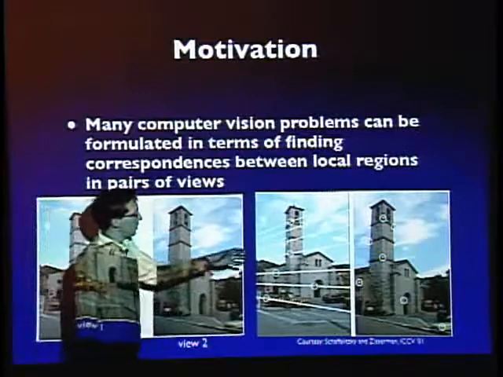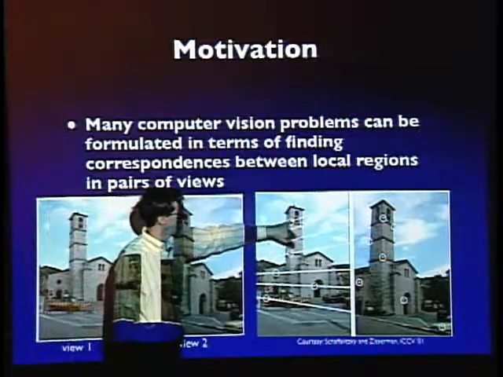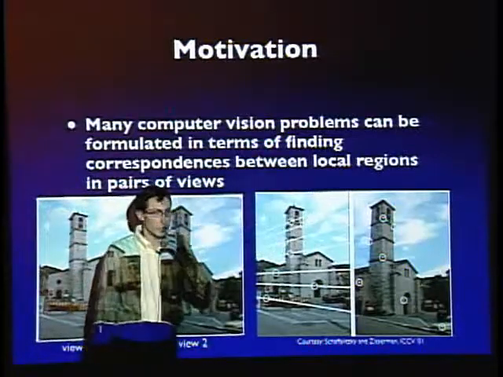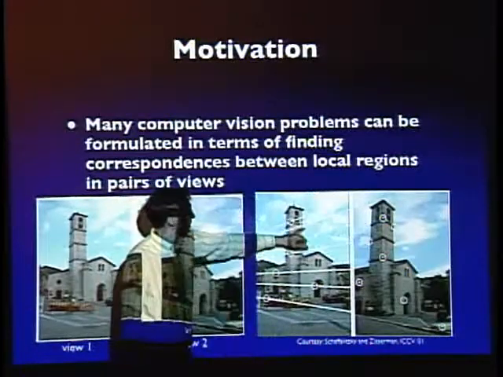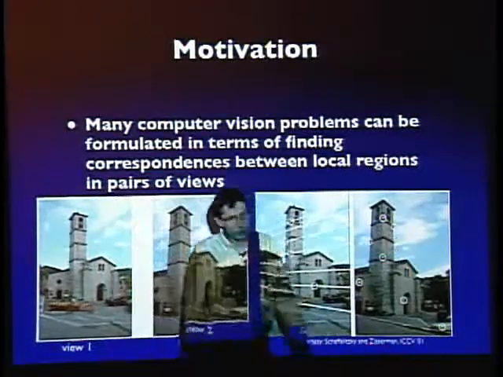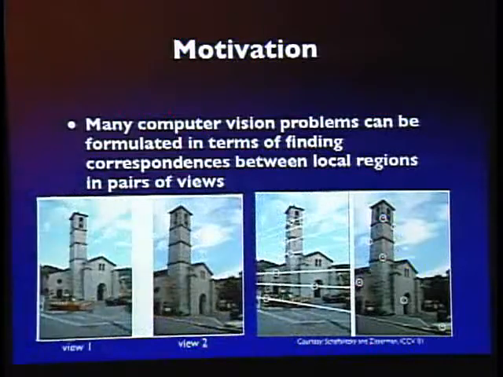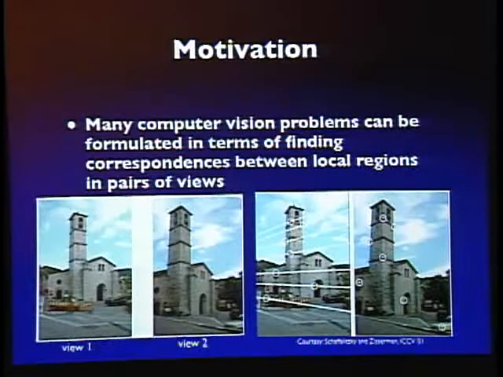And this just shows some examples of spots that are in correspondence across these images. So this local region here corresponds to this local region here. This local region here corresponds to that local region there, and so on. So this is one example of the general problem, or one instance of the general problem of setting up correspondences between local regions in one image and local regions in another.